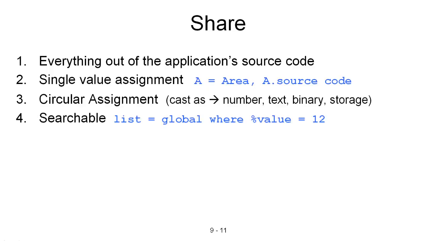And searchable. So we want to be able to search these internal values. So I can say, search my global variables where the value is equal to 12. Editable. So I need to be able to change these values of the identifier. I just want to call it area now, lowercase.